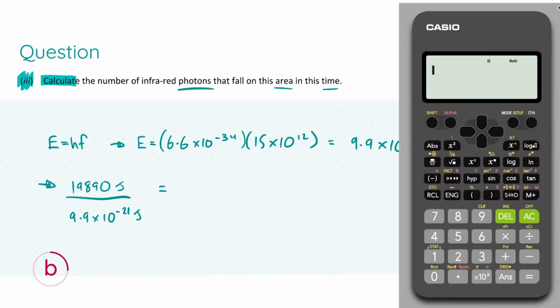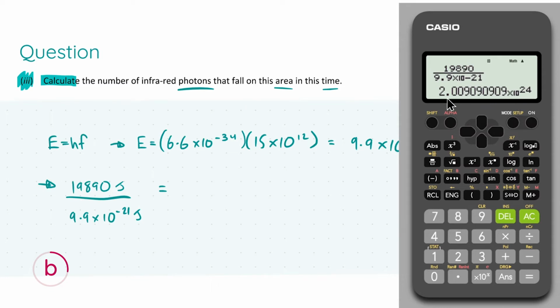So bring up my trusty calculator here. I'm going to fill in our fractions. On the top, we're going to have 19,890 joules. And on the bottom, we're going to have our 9.9 by 10 to the minus 21, which is the average energy of one photon. Pressing equals here, we're going to get 2 and a low decimal places by 10 to the 24.